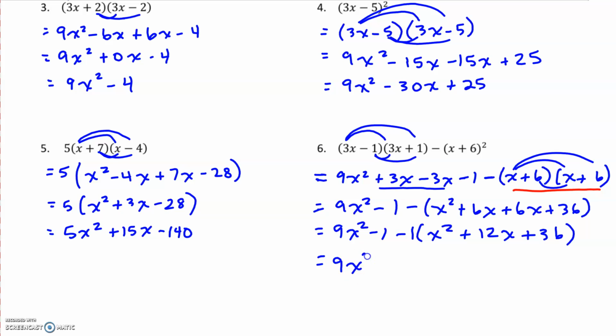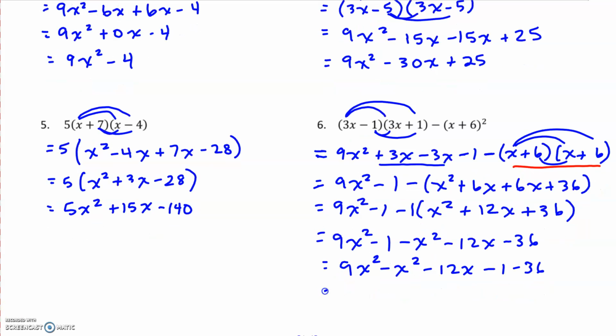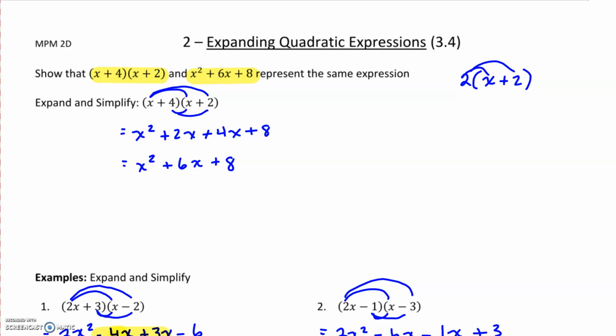All right, so let's keep going. We have 9x squared minus 1. This will be negative 1 times x squared is a negative x squared. Negative 1 times 12 is a negative 12x. And negative 1 times 36 is a negative 36. Okay, let's put like terms together. And notice I'm doing descending order. Okay, so we have 9 minus 1 would be 8x squared minus 12x, and negative 1 minus 36 is a negative 37.